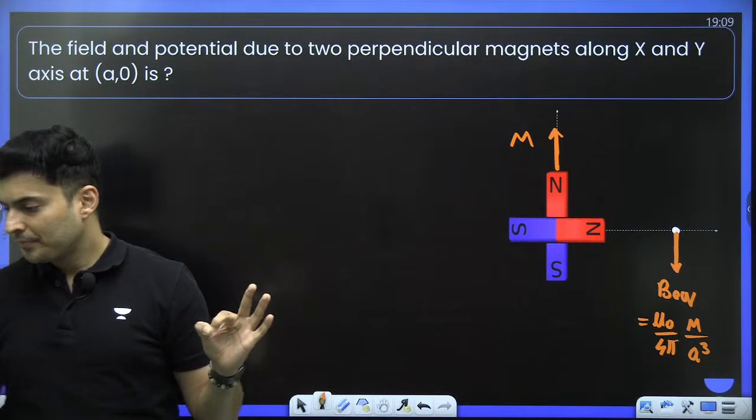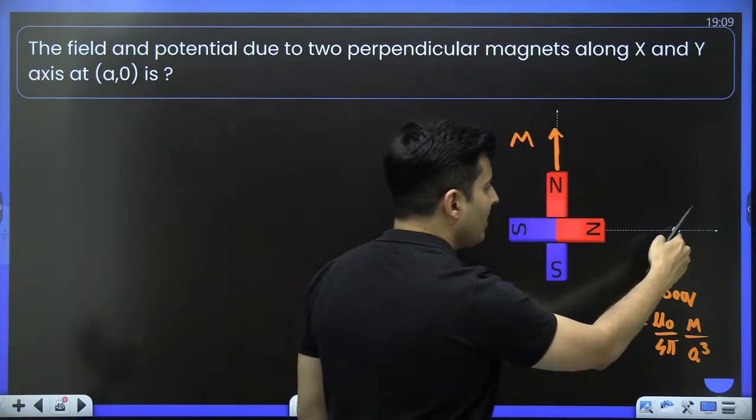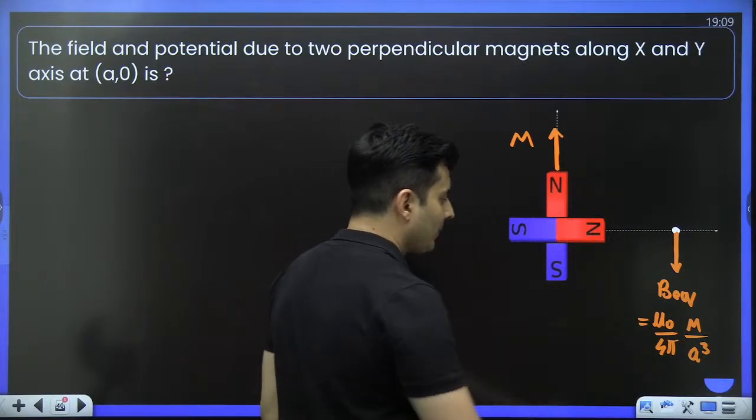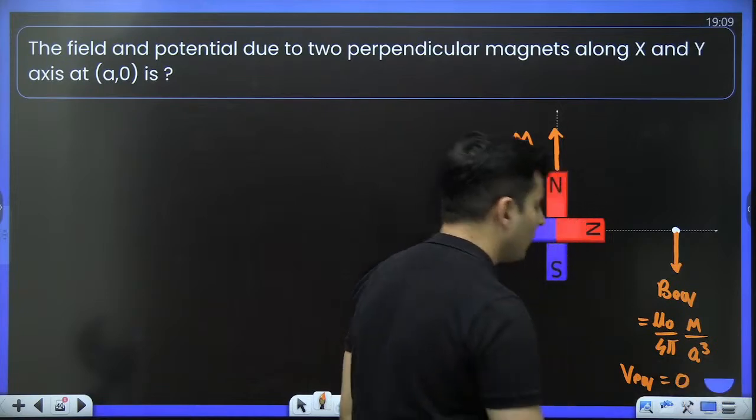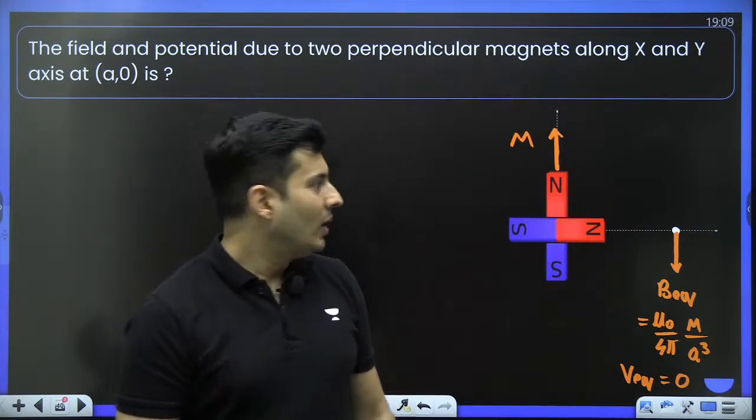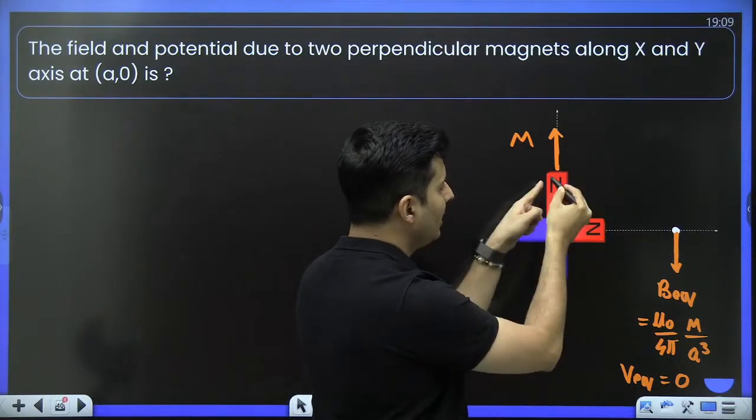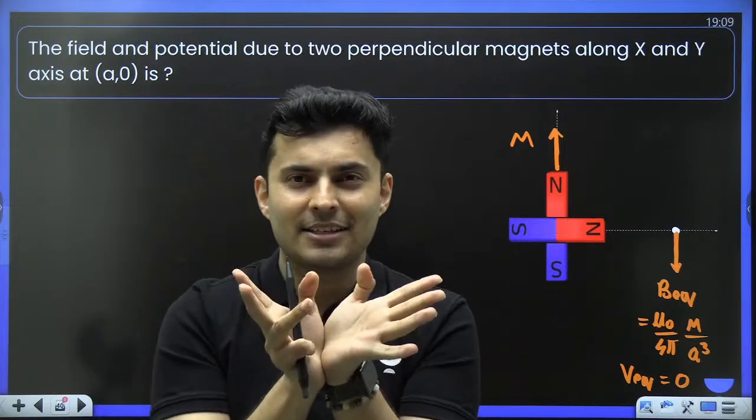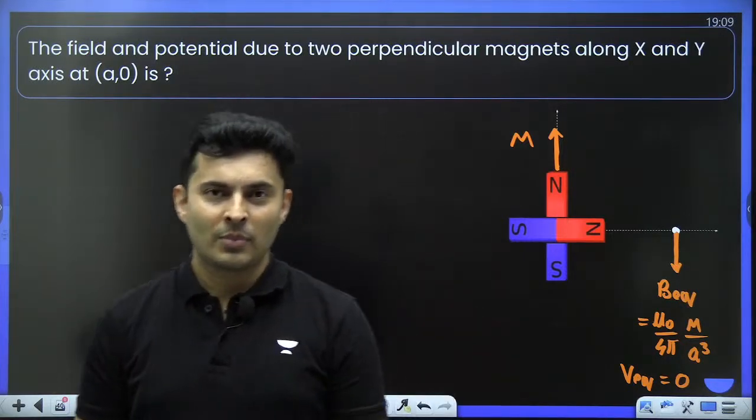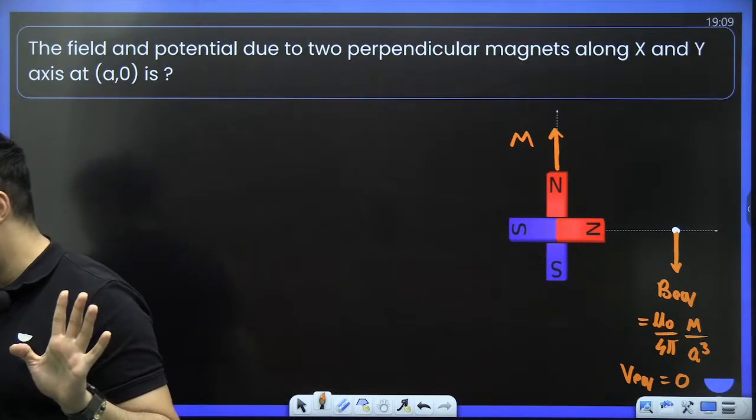Everybody with me? Perfecto. Cool. Next important thing, what is the potential at that point? The magnetic potential on the equator is always zero. Recollect. Because you are equidistant from North Pole and South Pole on the equator. So both the polarities give same potential, opposite sign, they cancel. Net potential is zero. So this magnet is done and dusted.